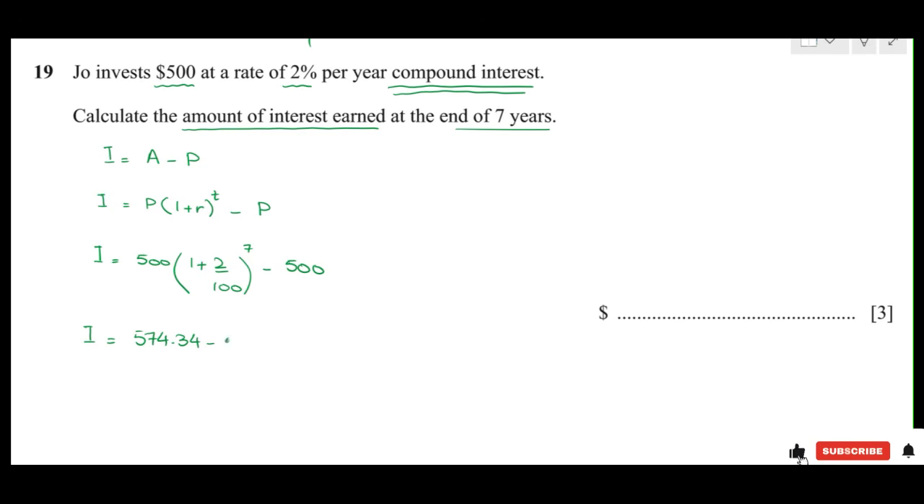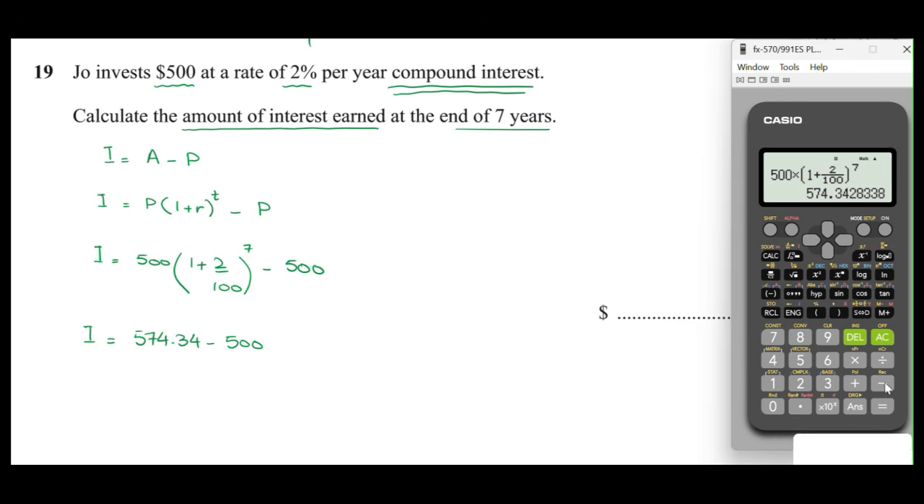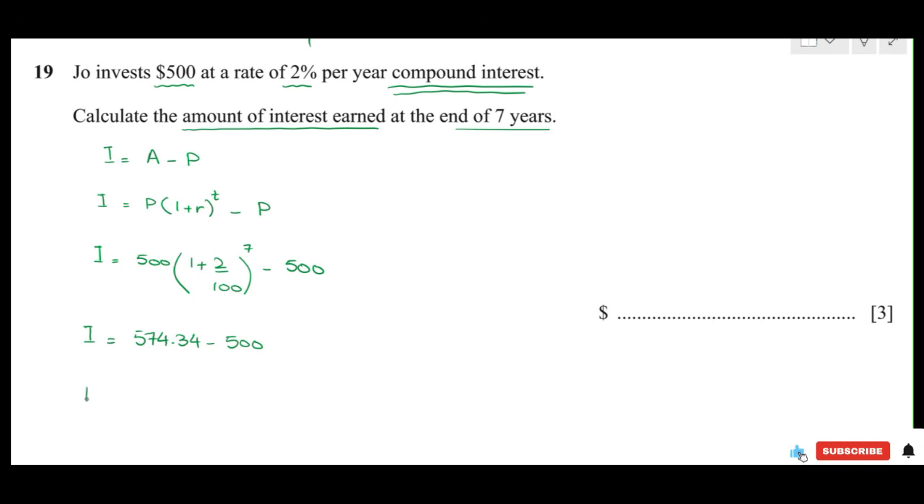574.34, take away 500. So this thing subtract 500, you will get 74.34. So I is 74.34. So this is the amount of interest earned at the end of 7 years, $74.34.